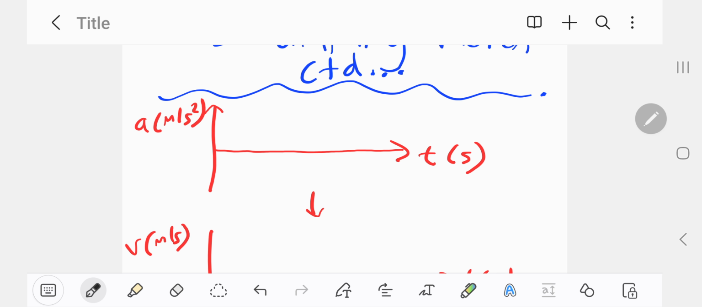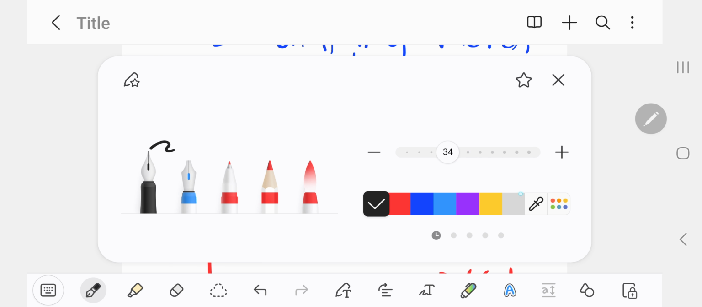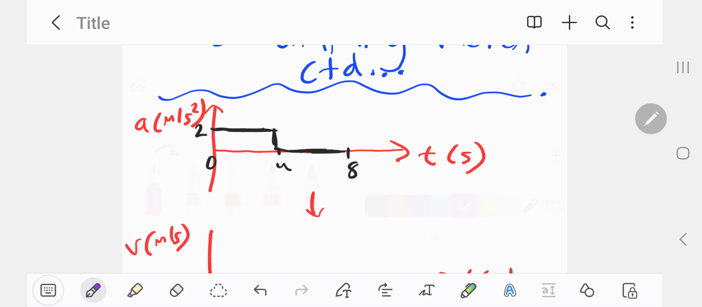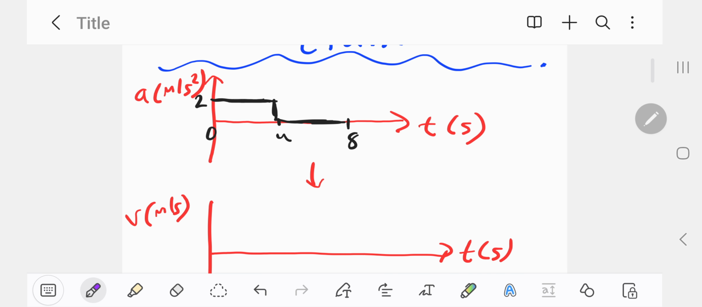Suppose I have this. So 4 seconds, 8 seconds. I've got 0 here. Acceleration is 2 meters per second squared from 0 to 4 seconds. And then from 4 to 8 seconds, it's 0. Drops down to this. How do I interpret this? Suppose I give you this in an exam and I'll say, interpret this for me. What does it mean? Well, this is basically a step graph because it looks like a step.